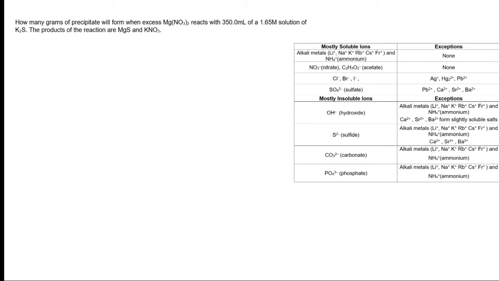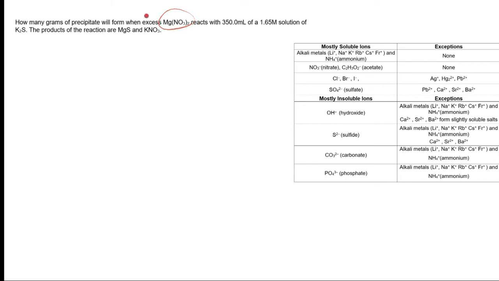How many grams of precipitate will form when excess magnesium nitrate reacts with 350 milliliters of a 1.65 molar solution of potassium sulfide? The products of the reaction are magnesium sulfide and potassium nitrate. Of course, we need to get a balanced chemical equation with our states so we know what is soluble and insoluble. Looking at all the salts in our problem, using our solubility rules, let's figure out what's soluble and what's insoluble.